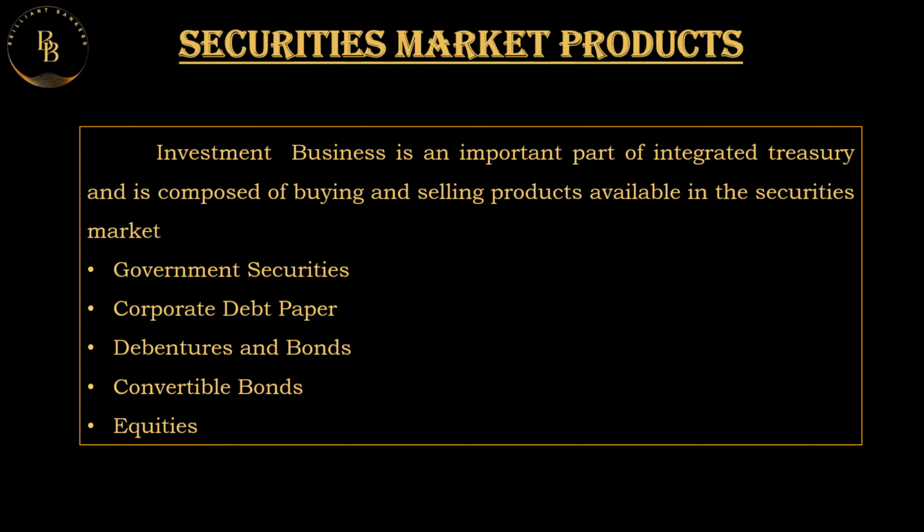So the investment business of the treasury is an important part of an integrated treasury and is composed of buying and selling products that are available in the securities market. Here, what are the types of securities that are traded in the securities market? They are the equities, which represent the ownership of a company, traded as stock in a stock exchange, such as the National Stock Exchange and the Bombay Stock Exchange, the NSE and the BSE.